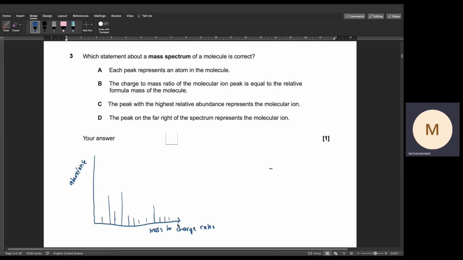And the x-axis, like we just said, represents the mass to charge ratio. So option A, each peak represents an atom in the molecule. This is false. Each peak actually represents something called a fragment, and we'll talk about what a fragment is in the next question.